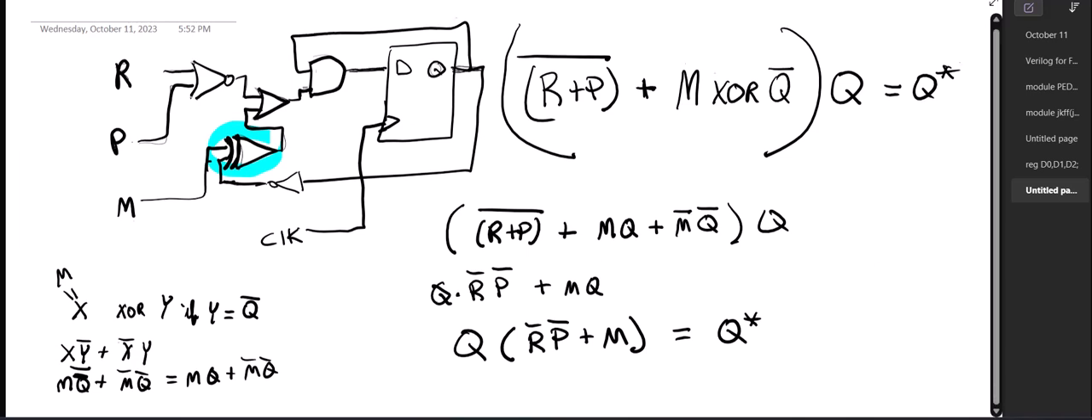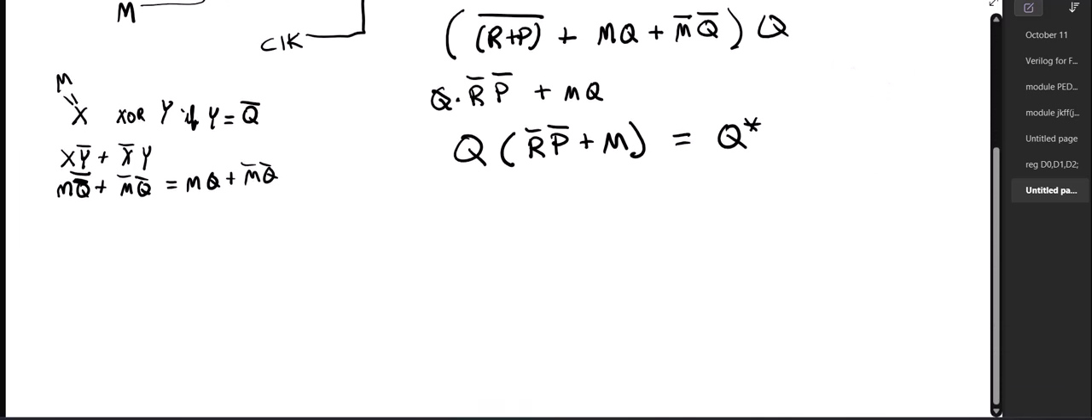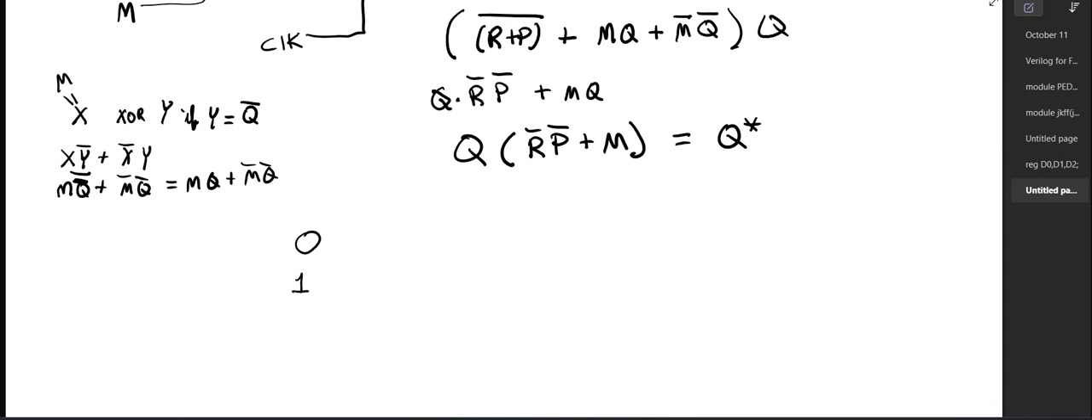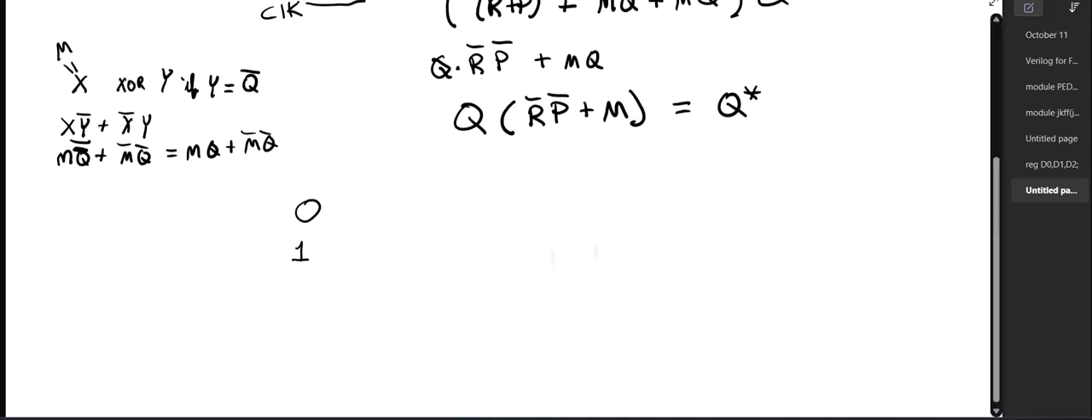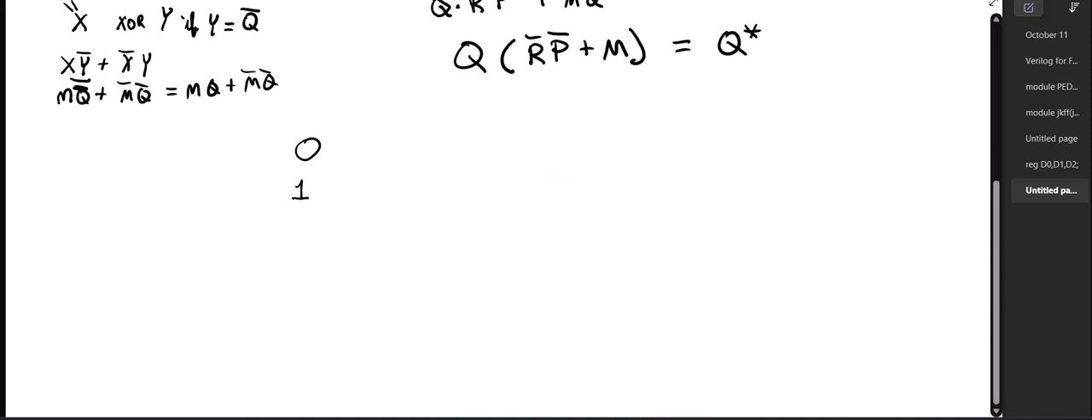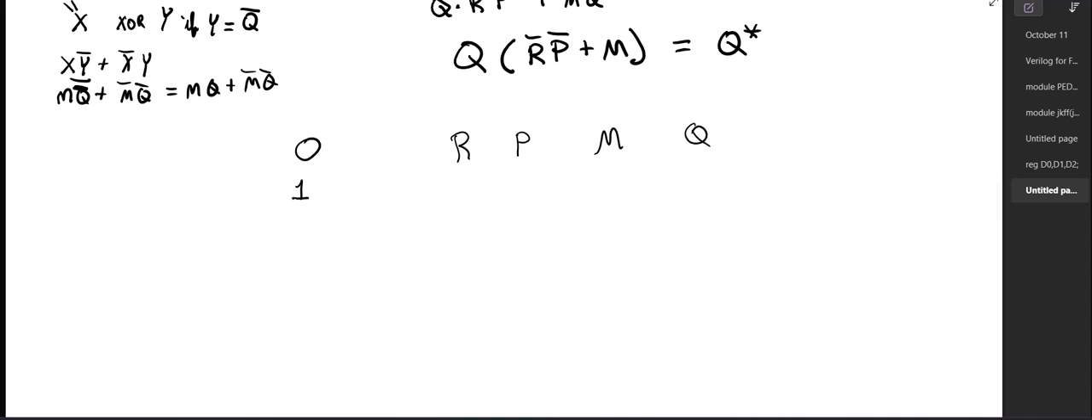I guess we could ask the question, well, what would a state diagram look like for this? So it's just one flip-flop, so I just have two states. I have the state 0 and 1. And so I could ask myself, what do I get for my different combinations of R, P, and M? So we can take a look at that and see what happens. So I've got R, P, M, and Q.